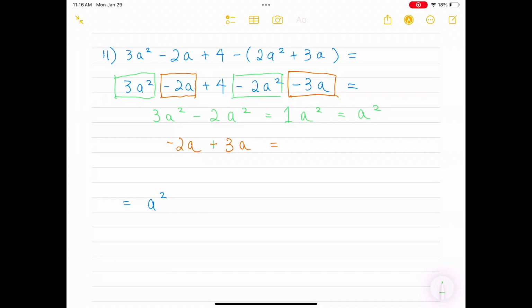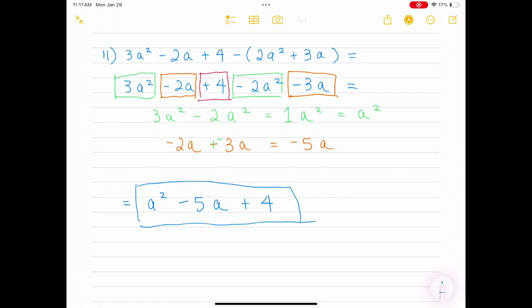When subtracting numbers, we add the opposite. So negative 2a minus 3a becomes negative 2a plus negative 3a, which equals negative 5a. We copy down minus 5a next to a squared. And finally, we bring down the last term of the equation above, which is plus 4, the constant. Leaving us with a squared minus 5a plus 4, we box our answer.